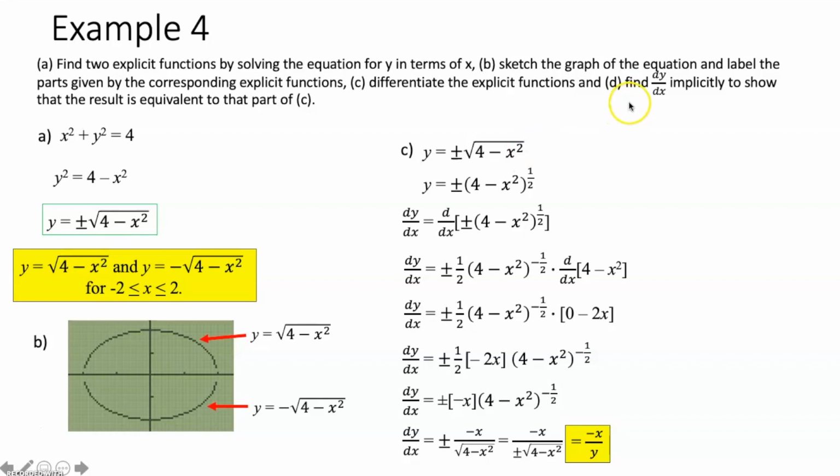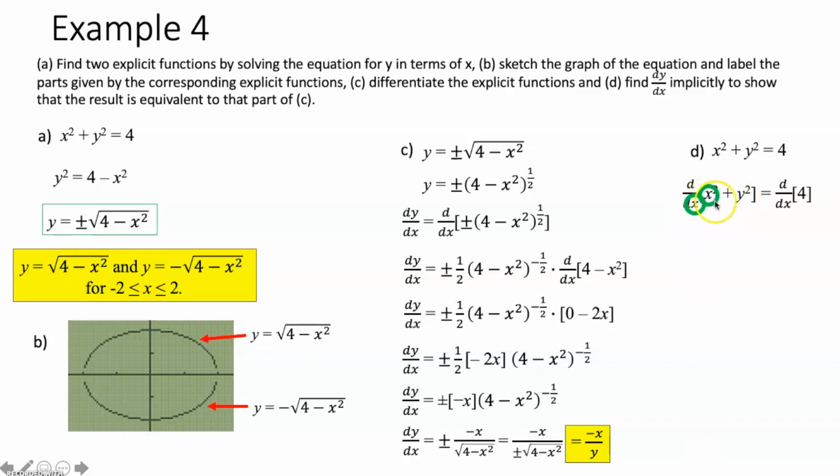Now, part D, I'm going to take the original equation and implicitly differentiate that to show that I can get the same thing, and it's much easier. So this is why implicit differentiation is useful. I'm going to use the steps for implicit differentiation to show that I get the exact same thing. So, implicit differentiation. First step, take the derivative of both sides with respect to x. Here, I'm going to take the derivative of each term.